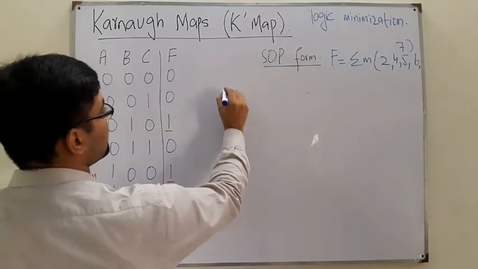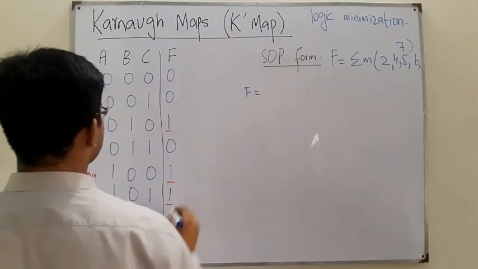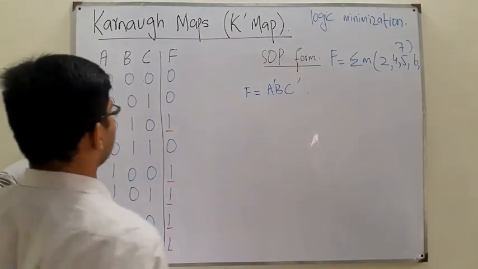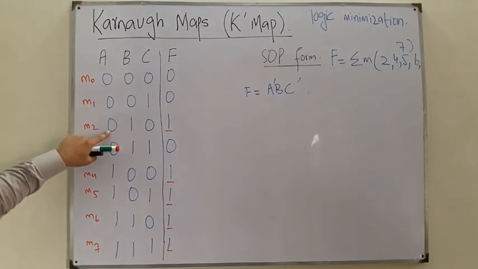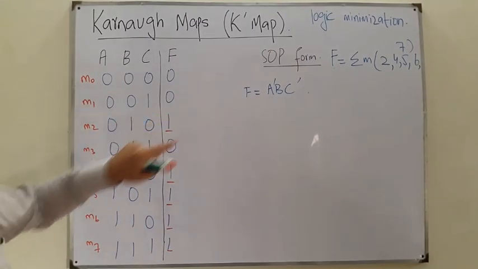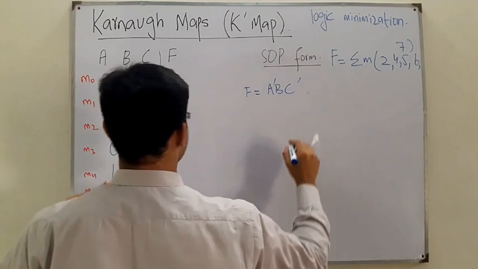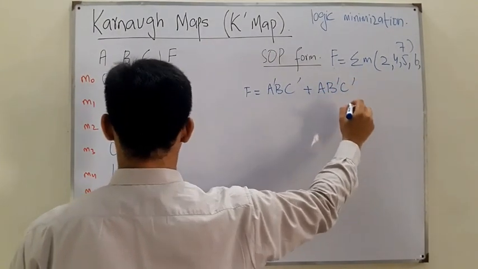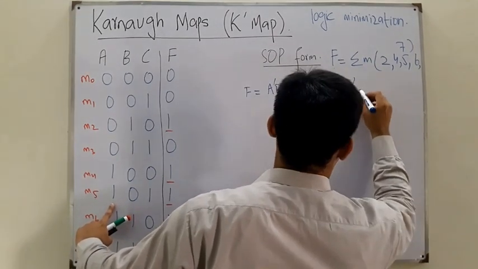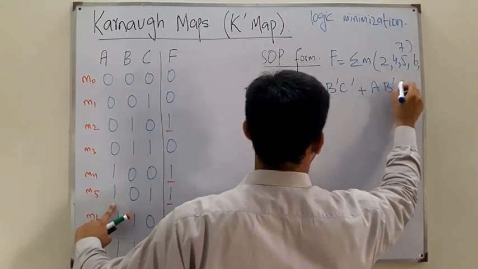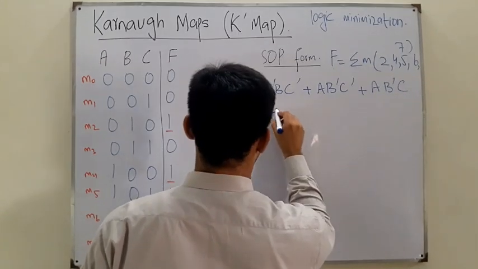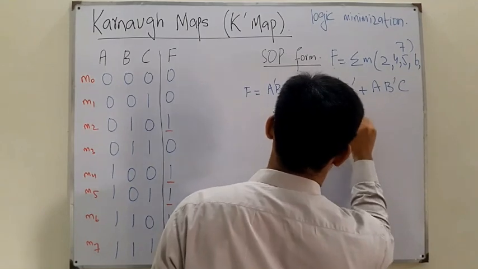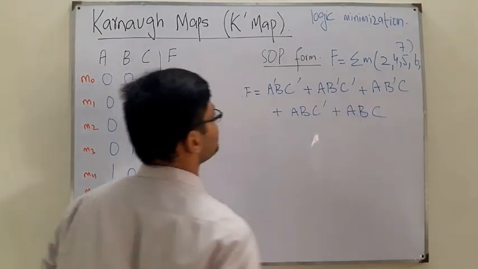And now this function F is equal to A complement B C complement. You know how to write it. If this is 0, you write it in its complement. If it is 1, you write it as it is, okay? Then A B complement C complement, then A B complement C, then we have A B C complement, and finally we have A B C.